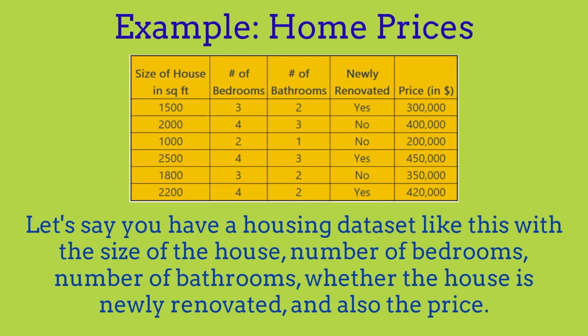The first example that we're going to take so that we can understand all of these different key concepts is an example of home prices. Let's just say that you have a housing data set like the one in this picture. You can see the size of the house in square feet, the number of bedrooms, the number of bathrooms, whether it's newly renovated or not, and also the price. This is the home prices example we're going to be using throughout this video to learn the different keywords. So let's start off with machine learning.